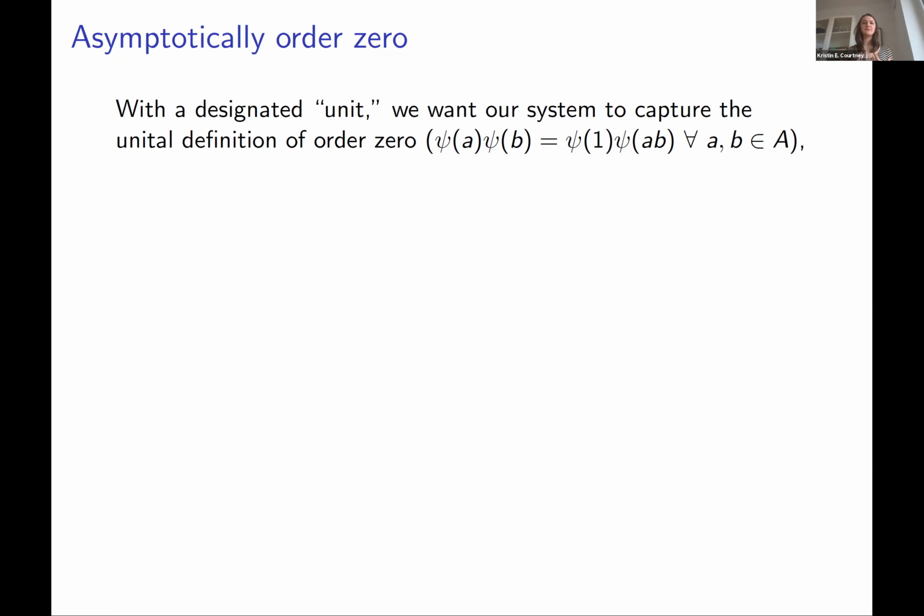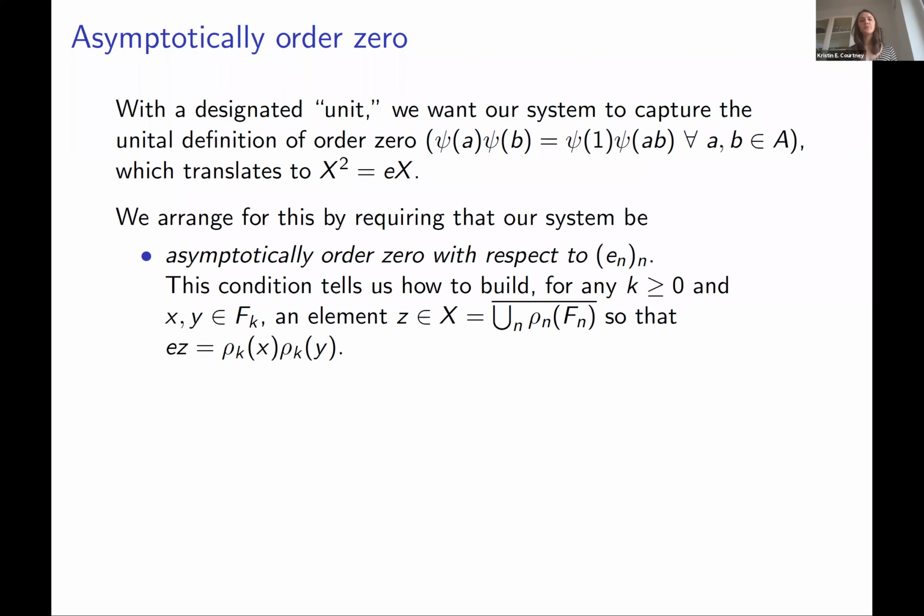equals EX criteria. So now that we have a designated unit, we want our system to capture this unital definition of order 0. And by that, I'm referring again to the structure theorem of Winter and Zacharias, which says that an order 0 map is multiplicative modulo multiplying by the image of a unit, which in our setting translates to this X squared equals EX criteria. So this is the next thing that I need to encode.